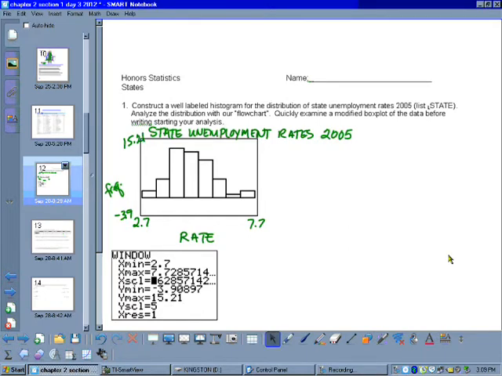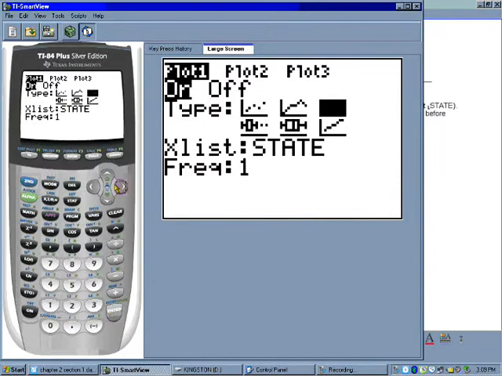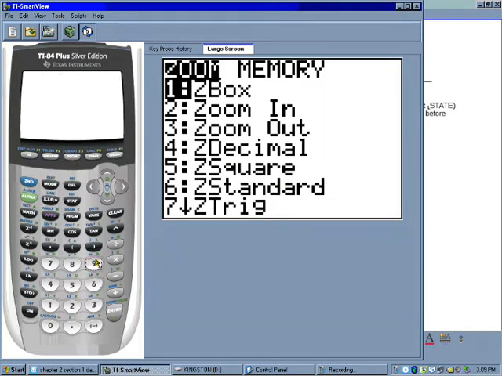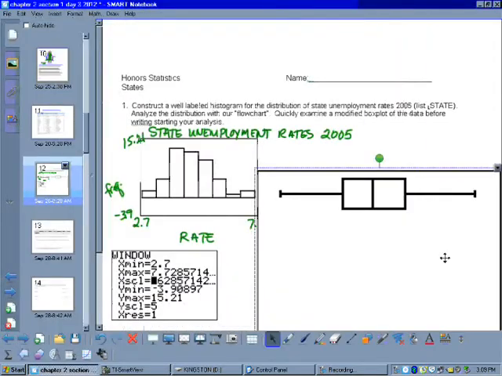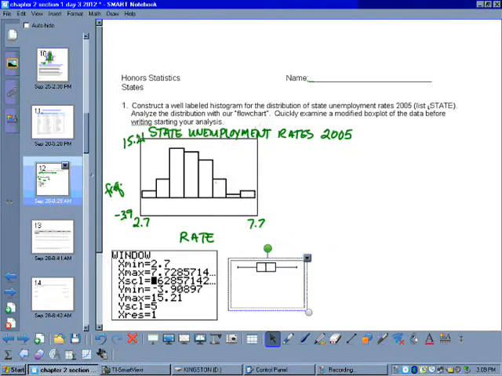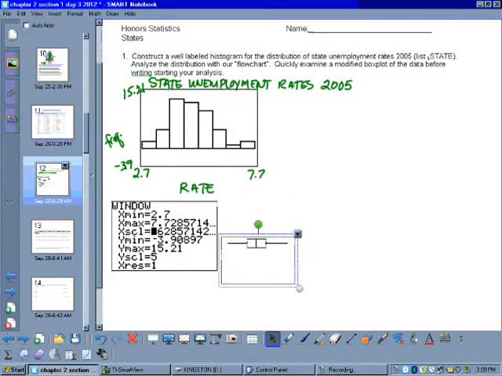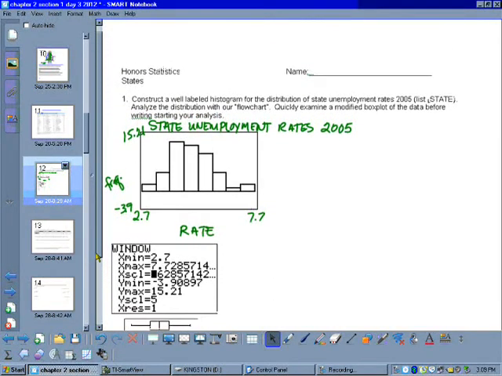All right, before we use our flowchart to analyze this picture, I'm going to take a quick look at the stat plot of the modified box plot for this distribution. And choosing zoom 9, I see quite a very nice picture. This one does not need to go on to your worksheet. I'm going to put it on our notes just so we can be reminded, if we need to be, that this distribution is in fact very nicely symmetric.